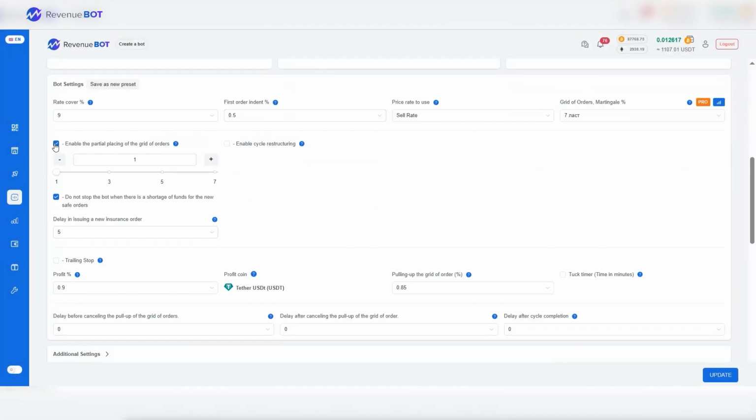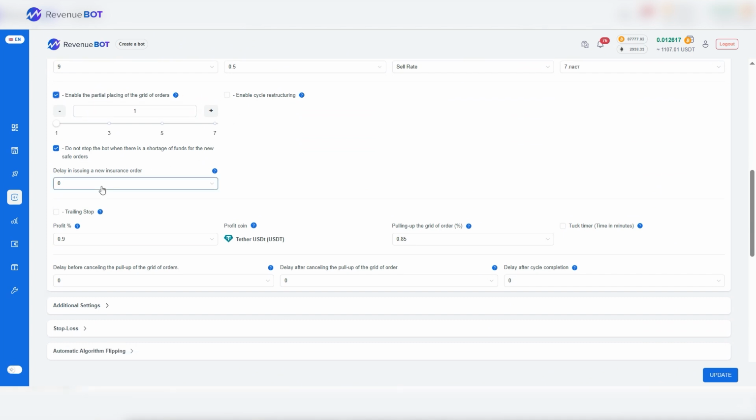Enable partial grid order placement. This feature works only when partial grid placement is enabled. Set the number of orders to 1, and you will see the option, delay for placing a new safety order. The delay is set in minutes, and here are my recommendations. For spot bots, set a delay of 5 minutes. For futures bots, set a delay of 15 minutes. Later, I will show you real trading examples and explain why these values are important.